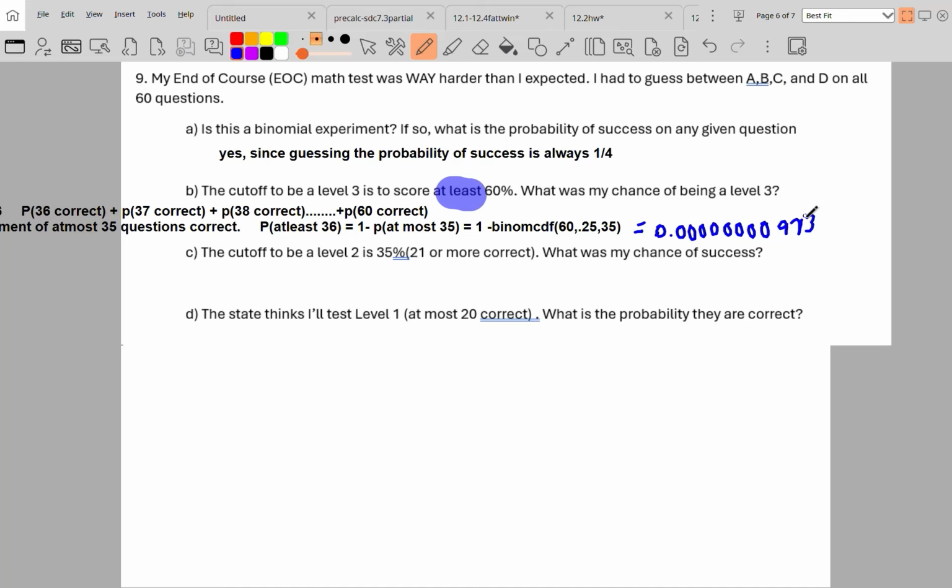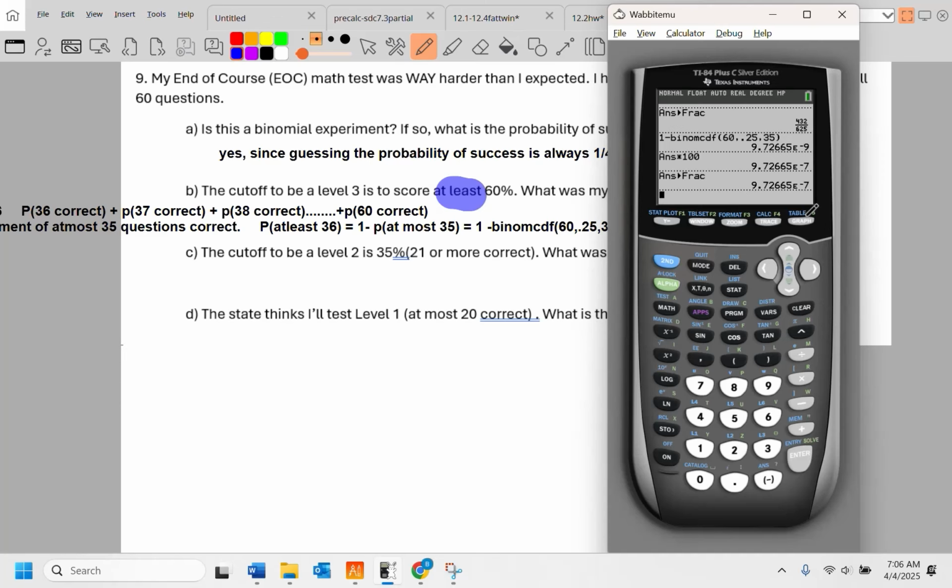All right, if you're just sitting here randomly guessing, you're not going to be a level 3. I hope you understand that. It's not going to happen. You're just SOL, kids. All right, cutoff to be a level 2 is 35%, which is 21 or more correct.